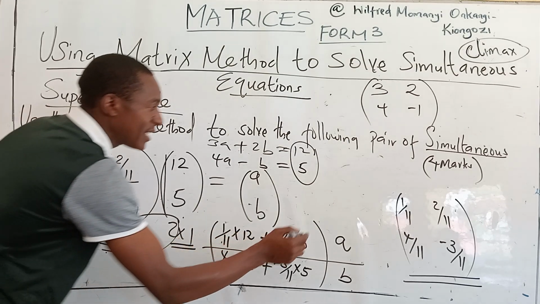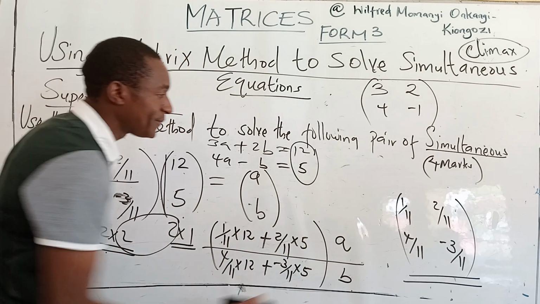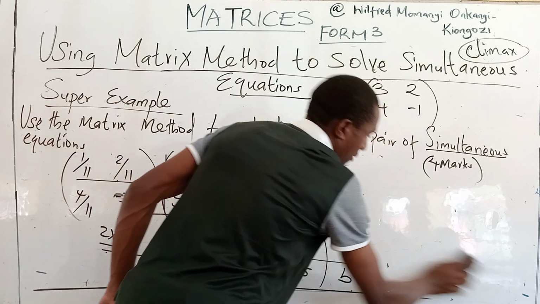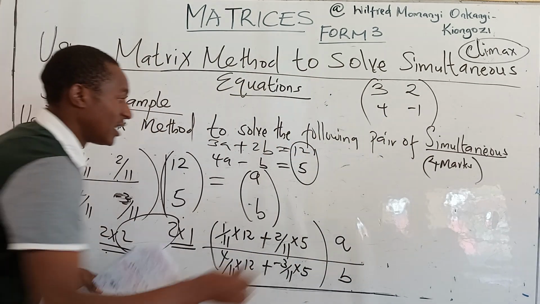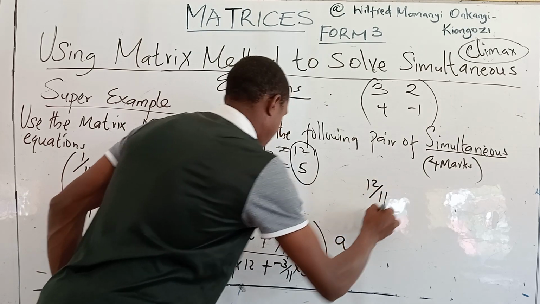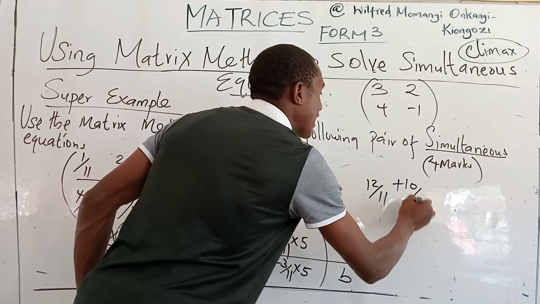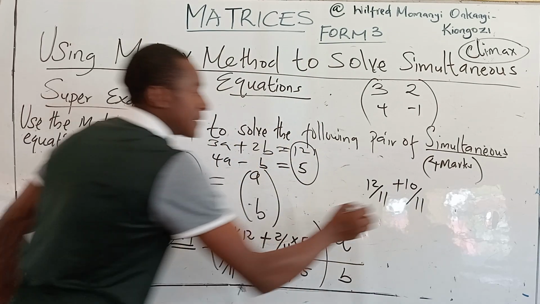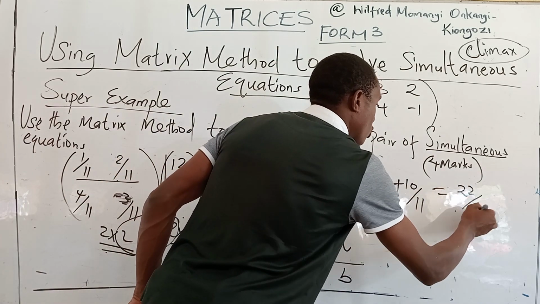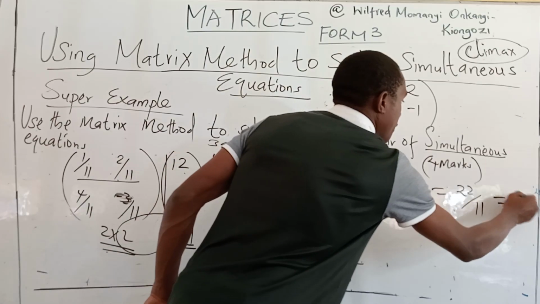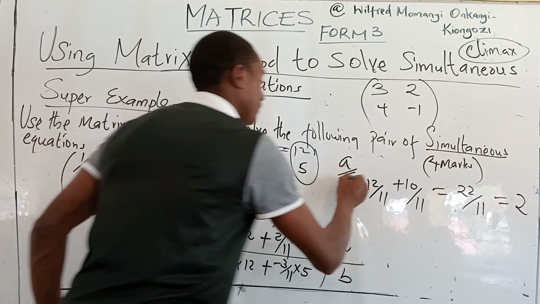This is 12 over 11, so A is gotten by 12 over 11 plus 10 over 11. This is like 22 over what? 22 over 11. So which is 2. That is the value of A.